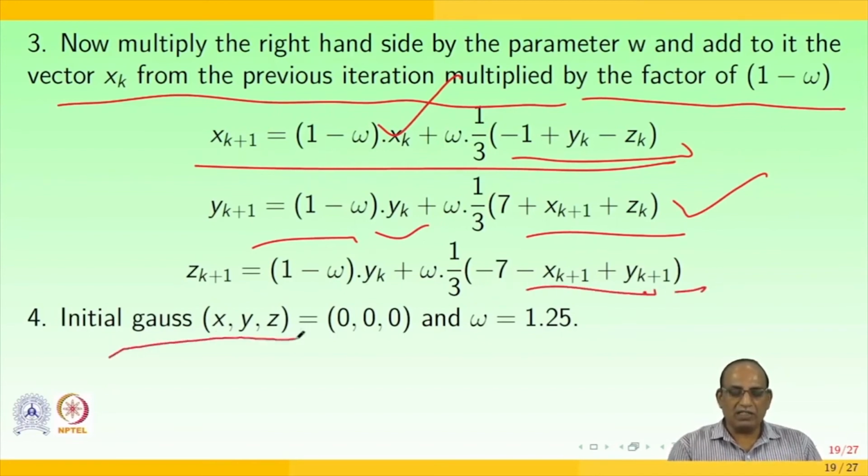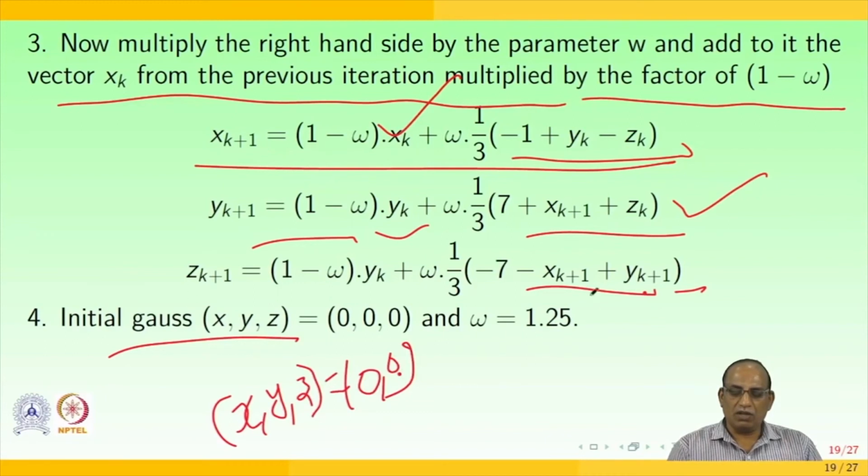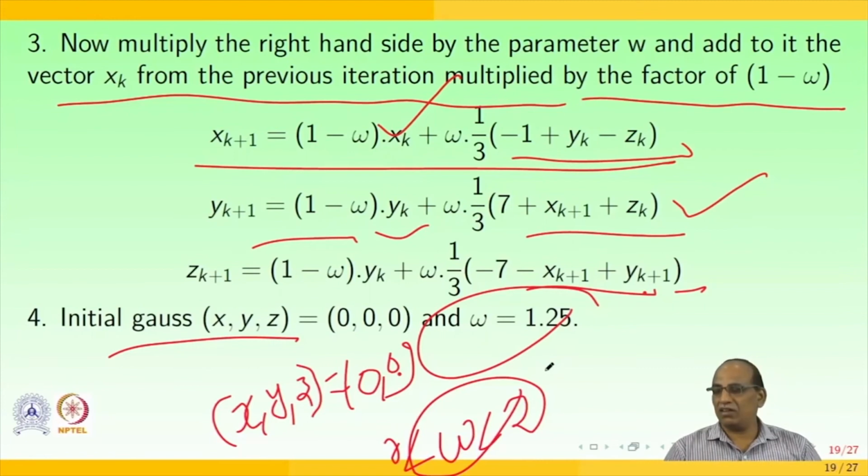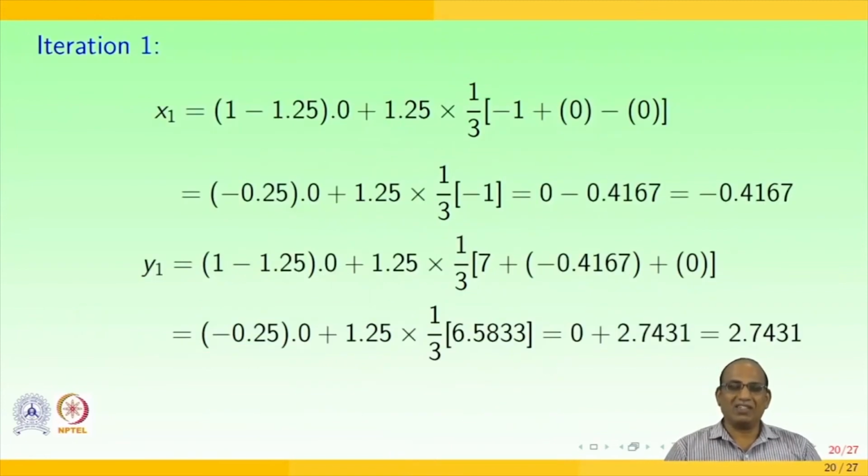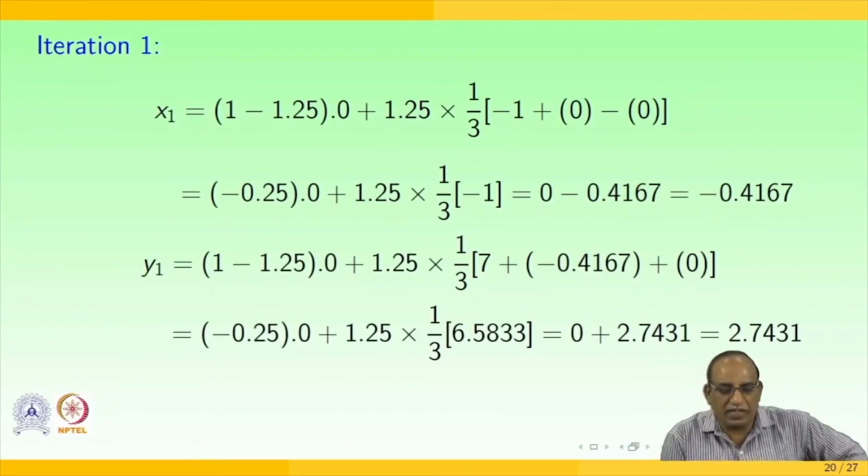So the initial guess is, that is x, y, z, 0 0 0, and omega is equal to 1.25. As we already said, omega lies between 0 and 2, so for any initial vector the SOR method converges, as we have already seen. Let us look into the first iteration.